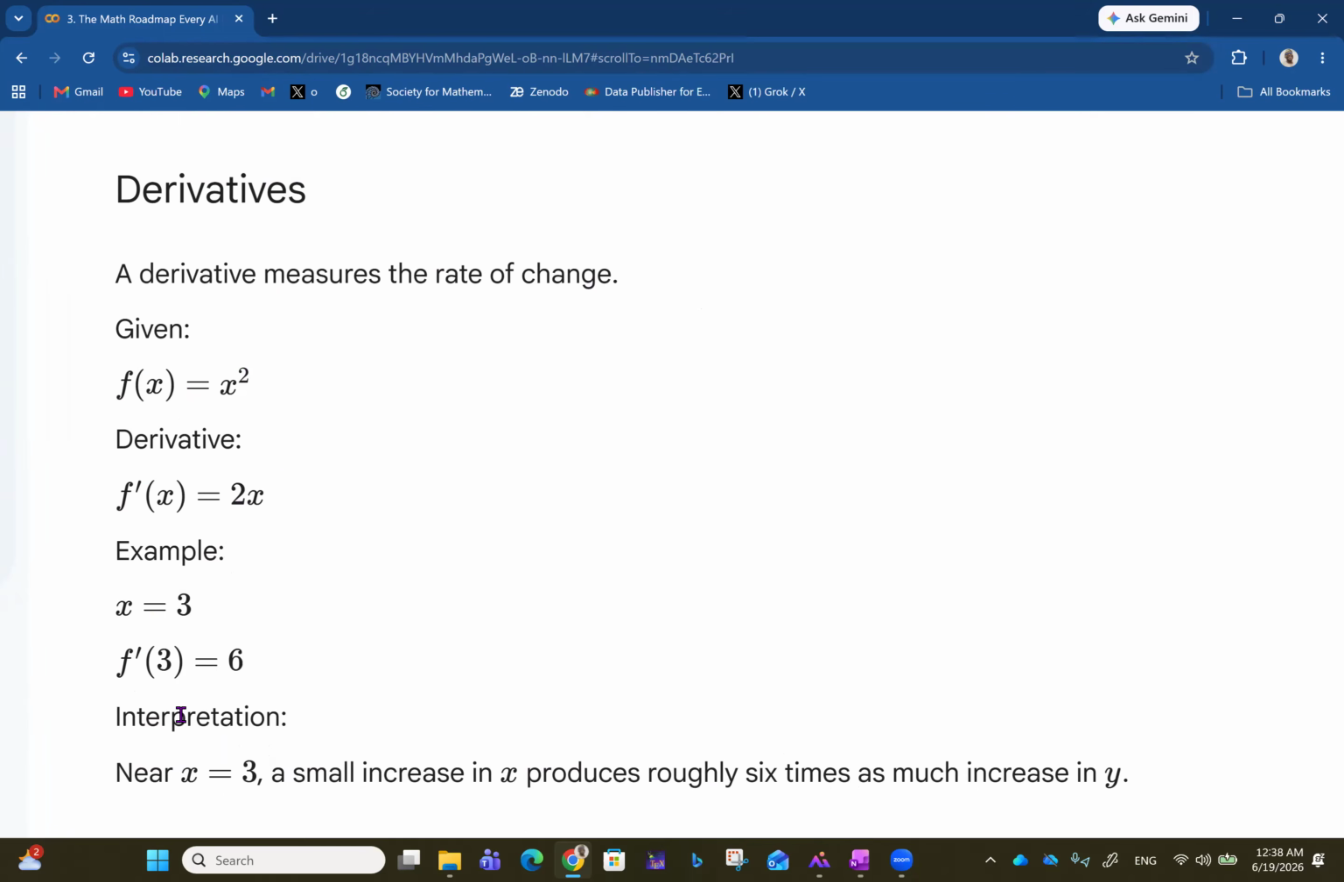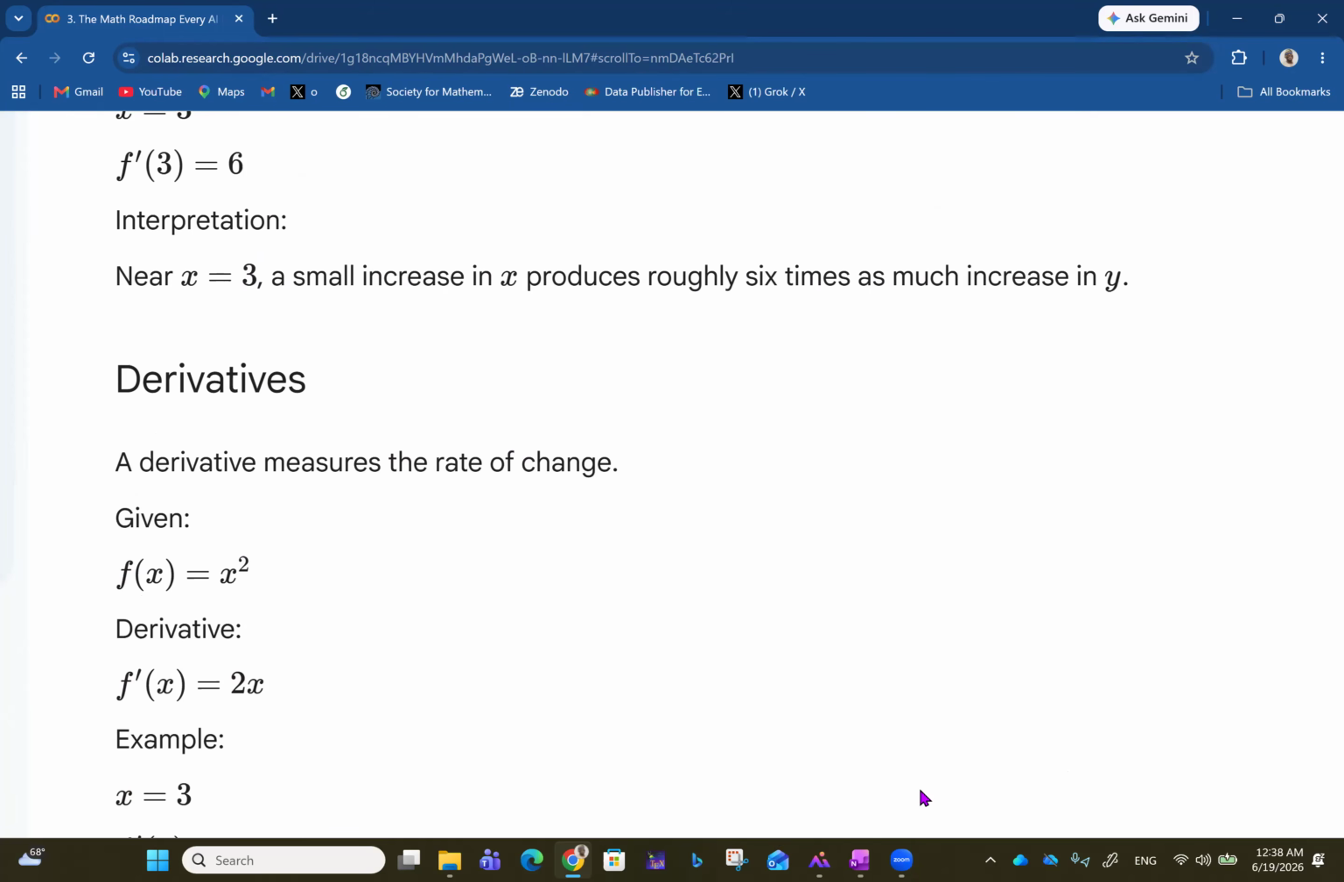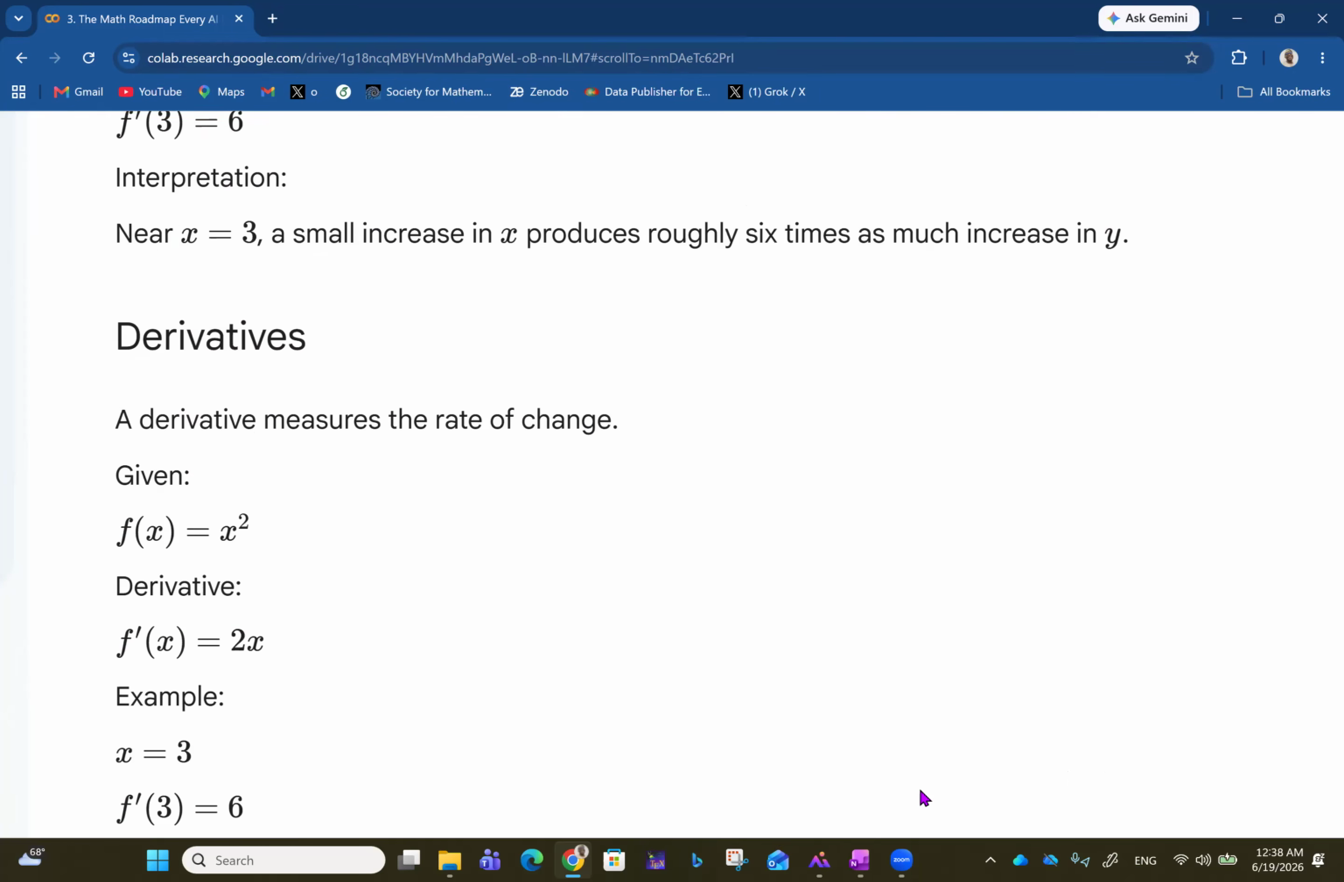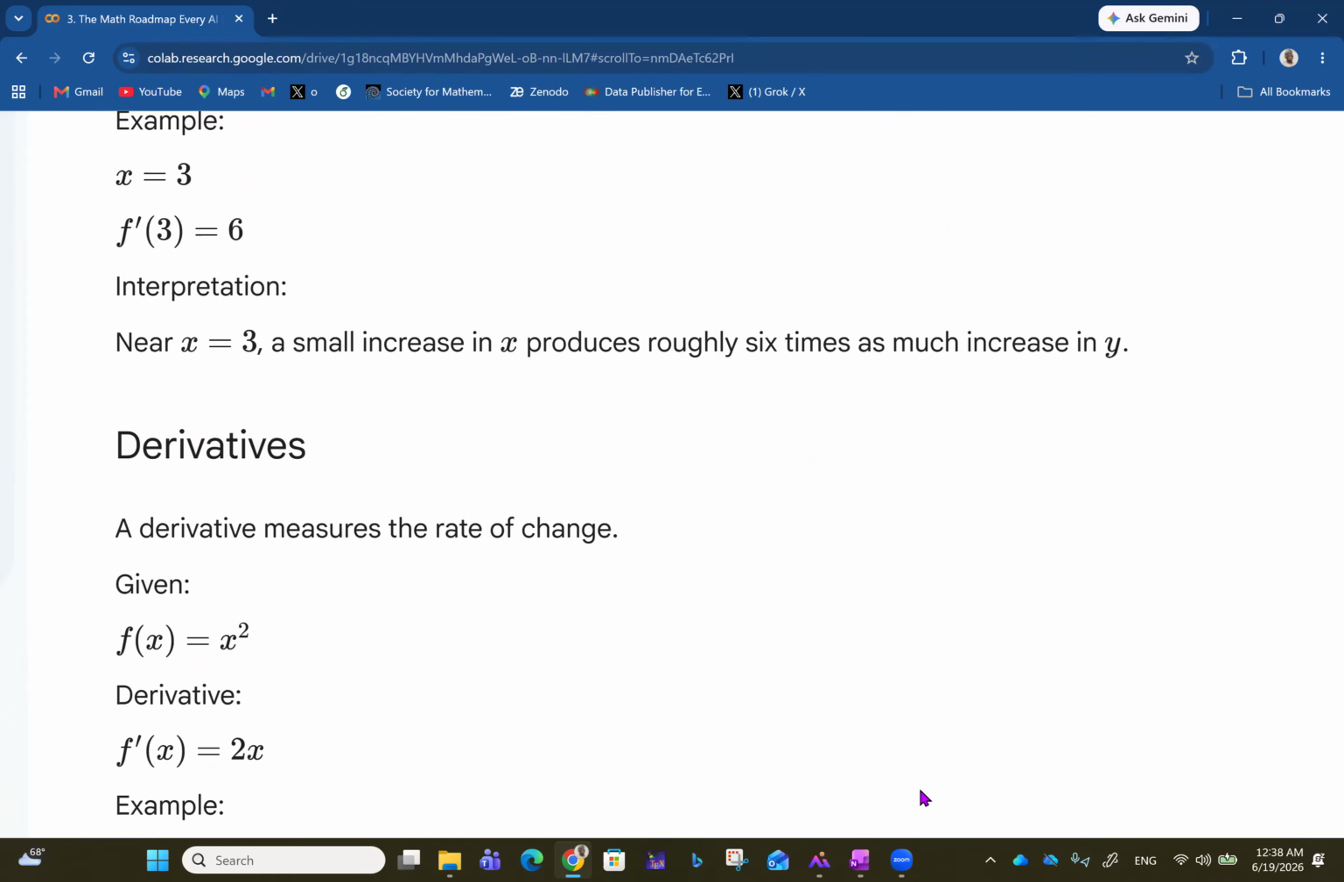So the interpretation is that near x equals 3, a small increase in x produces roughly 6 times as much increase in y, basically. And that's the rate of change. So very close to x being equal to 3, a small increase in x produces roughly 6 times as much increase in y. So you can then use that to gauge if you are hoping for a kind of change, you can use this idea to do that.